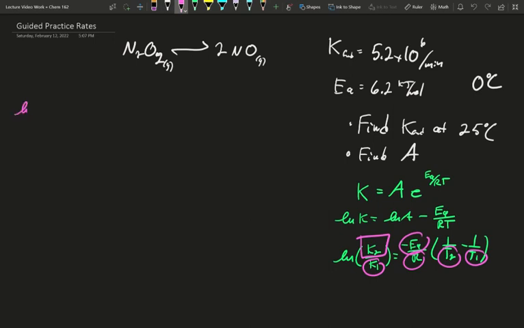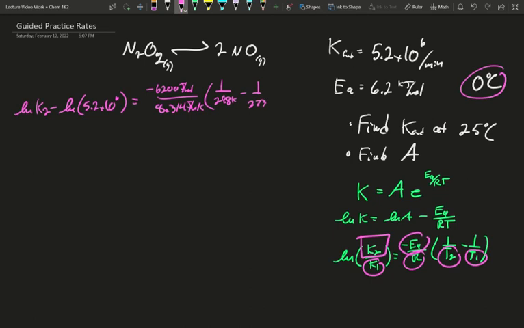Setting things up then, natural log of k2 minus the natural log of k1, or the natural log of 5.2 times 10 to the 6, is going to equal negative activation energy, so negative 6,200 joules per mole over 8.314 joules per mole Kelvin, times 1 over T2, well, these have to be in Kelvin, so 25 Celsius, 298 Kelvin, minus the original 0, 273 Kelvin.